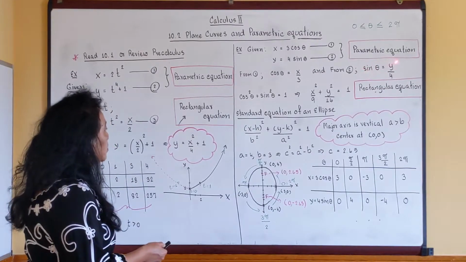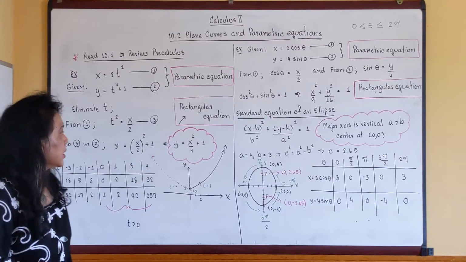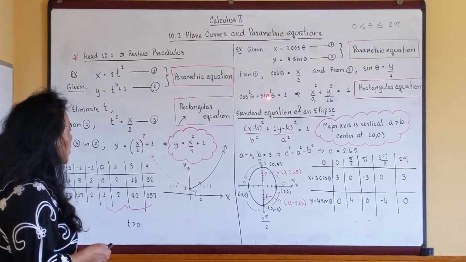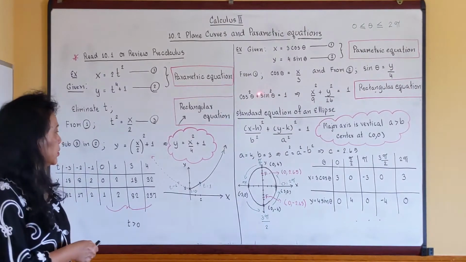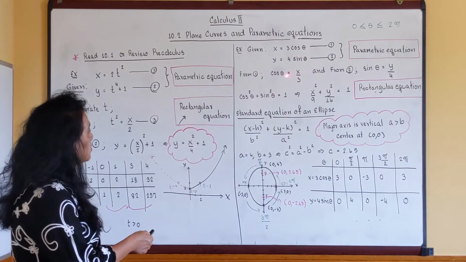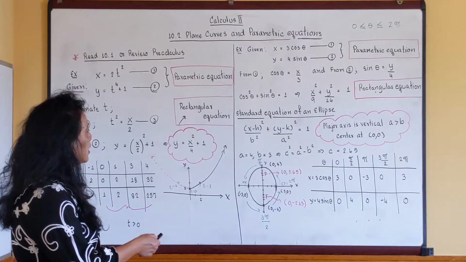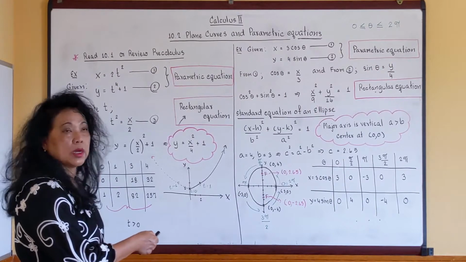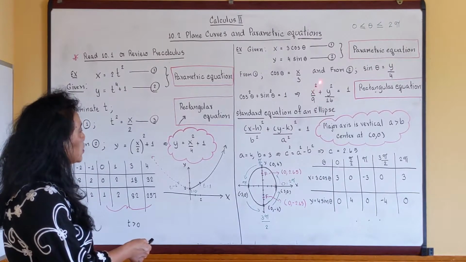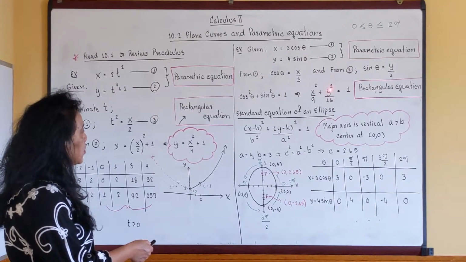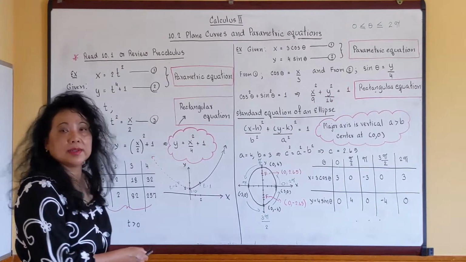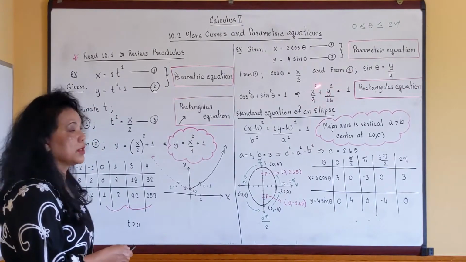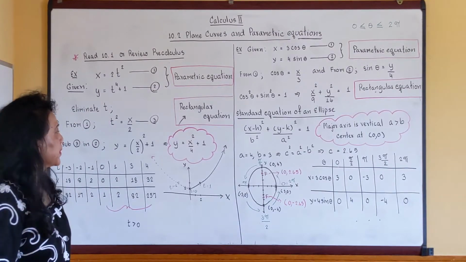Sine theta is y over 4. And if you recall the trig identity, cosine squared theta plus sine squared theta is equal to 1. I use that trig identity here, and then I substitute cosine theta equal to x over 3 and sine theta equal to y over 4 into it. Then I have x squared over 9 plus y squared over 16 equal to 1. Now this is a rectangular equation because I don't have a trig function anymore, only x and y.